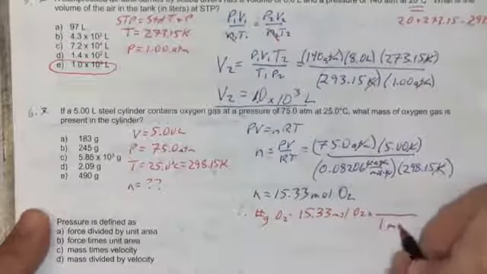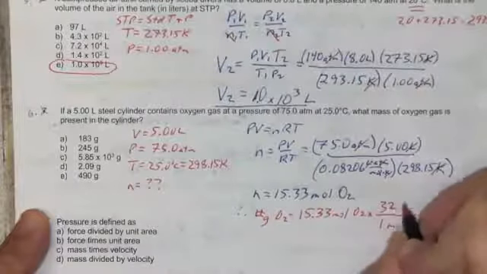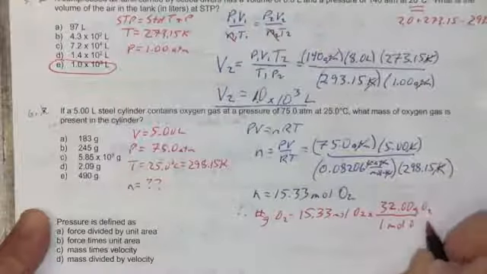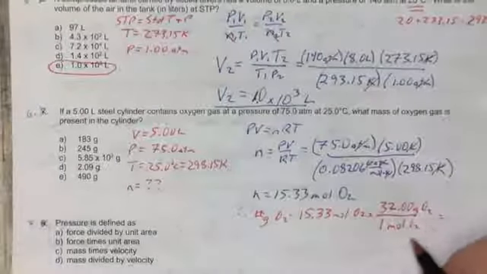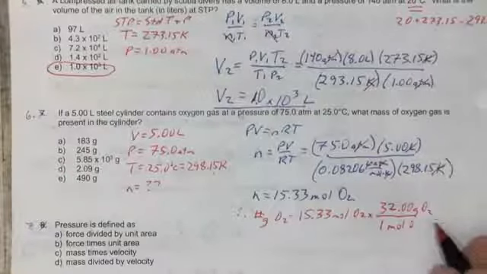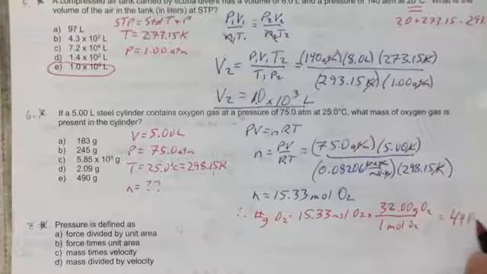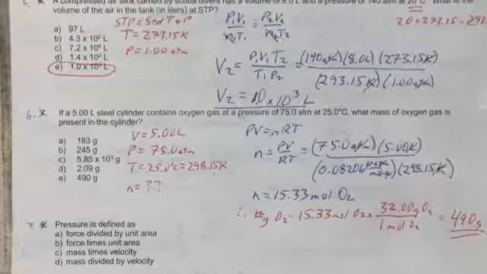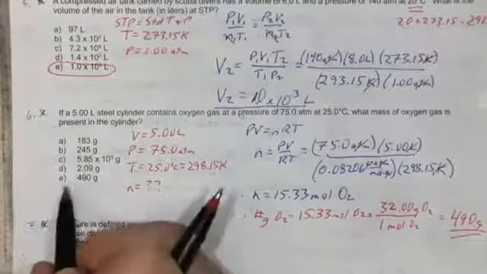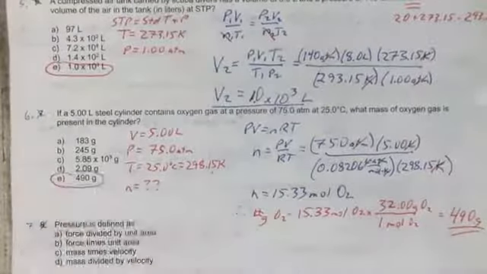You use the molar mass. 1 mole of O2 has a molar mass from the periodic table of 32.00 grams of O2. So remember that for O2 you use 32 grams per mole. This is oxygen gas. This calculates out to be 490 grams. Okay, so the answer right here will be choice E, 490 grams.